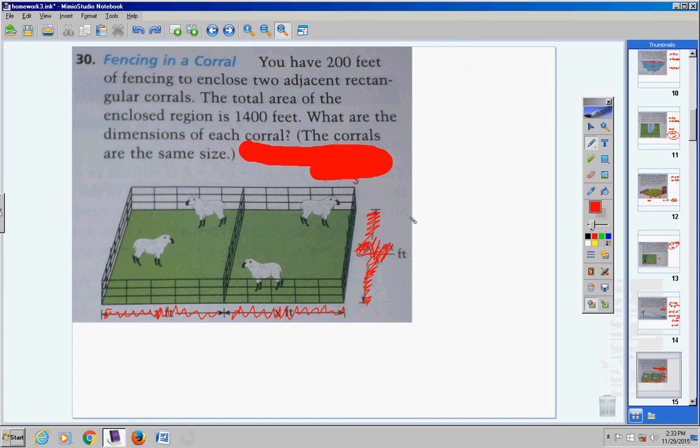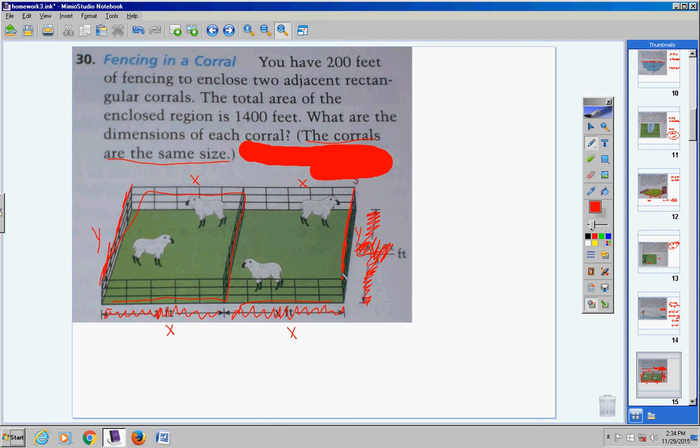Having said that, students, take good notes and listen to me carefully. I don't care what you call this length right here. I'm going to call it x. If this is x, we know this is x also, because it says the corrals are the same size. So if I call this x for this rectangle, I can call this x also, and I can also call this x. Now this length from here to here, I'm going to call y. And this length from here to here, I'm going to call y.